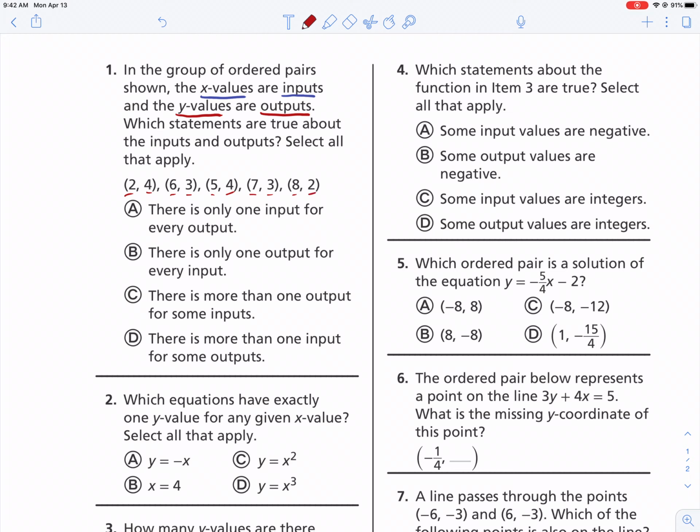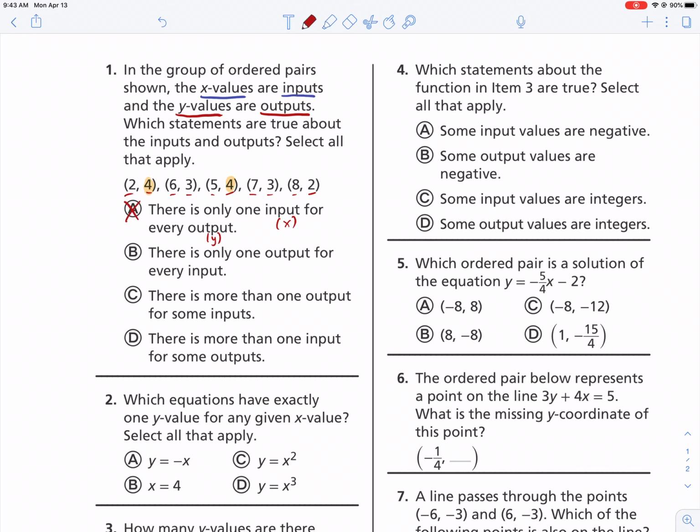So if we look at these multiple choice options, the first one says there's only one input for every output. So looking at our options, we got to remember which one's input and which one's output. So input is going to be our x values, and output is going to be our y values. So this is saying that there is only one x value for every y value. And if we look, this point right here where we have these 4s, this one is not true because we have two inputs for the same output. So we're going to cross that one off.